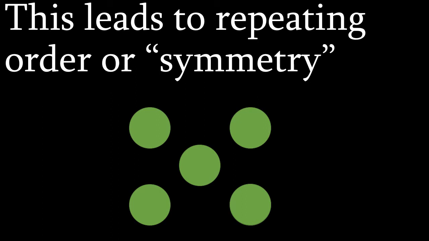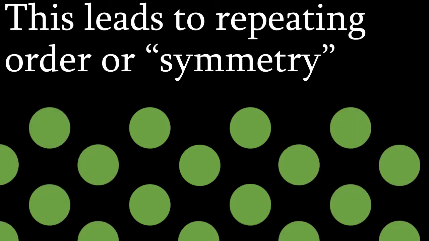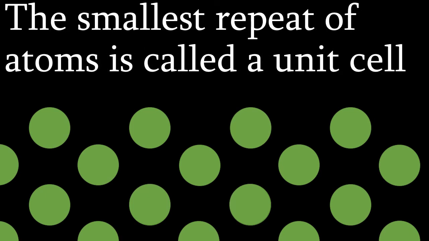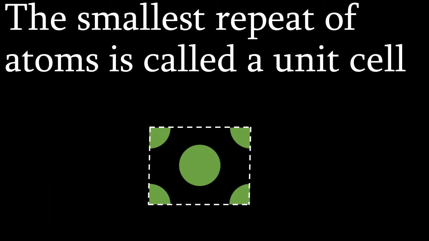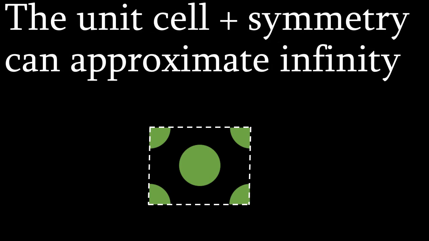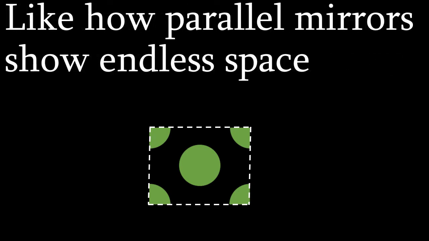This leads to repeating order or symmetry. The smallest repeat of atoms is called a unit cell. The unit cell and symmetry together can approximate infinity, like how parallel mirrors show endless space.